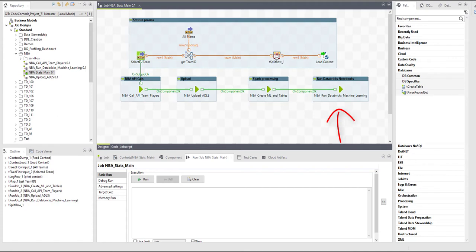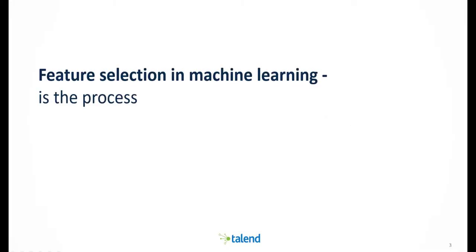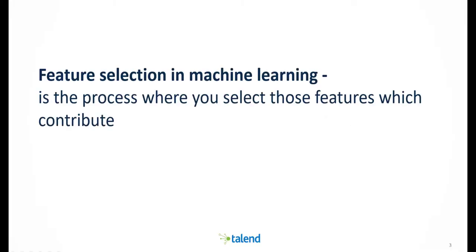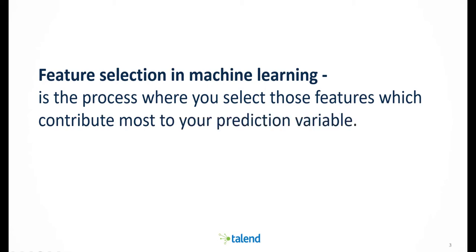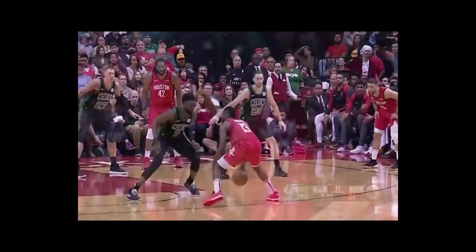Finally, the last job will trigger 2 Databricks notebooks using Python to perform feature selection for machine learning and k-fold model validation for the data. Feature selection in machine learning is the process where you select those features which contribute most to your prediction variable, in this case, winning basketball games. I am not really interested to predict the outcome of a specific game for a given game stats sheet, but rather find which stats influence the game result the most.